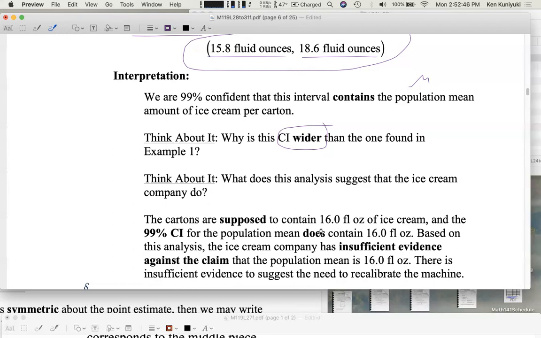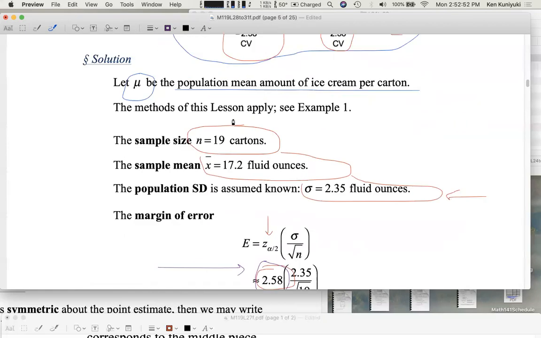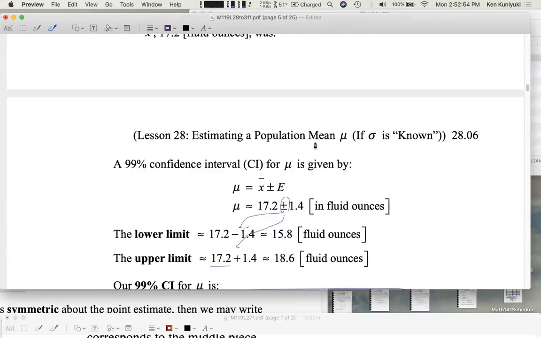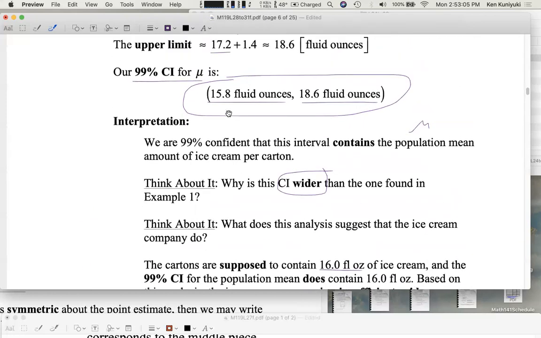It's possible that mu is in fact 16.0 fluid ounces, and what we're seeing in our sample can be chalked up to sampling error. That's possible. It's quite possible. There's insufficient evidence to suggest the need to recalibrate the machine. Again, this 99% confidence interval is wider than the 95% confidence interval. So we have greater confidence that this contains mu.